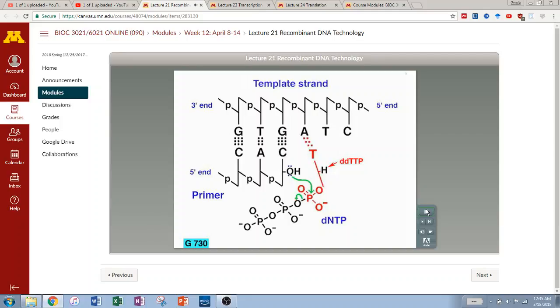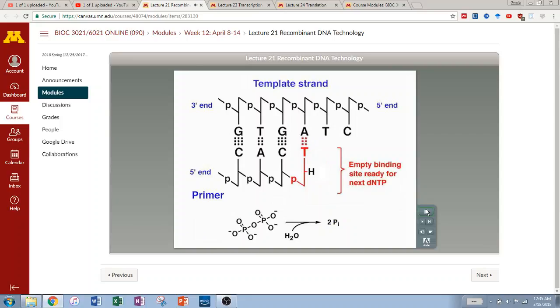The dideoxy-TTP occupies the open site and hydrogen bonds with a complementary A residue on the template, resulting in TA base pairing. The 3' hydroxyl group of the primer carries out a nucleophilic attack on the phosphorus atom of the alpha phosphate of the dideoxy-TTP. That nucleophilic attack by the 3' hydroxyl group forms a phosphodiester linkage with the alpha phosphate residue of the dideoxy-TTP and releases inorganic pyrophosphate. The DNA copy is now 1 nucleotide longer, and everything is ready for another round of DNA synthesis.